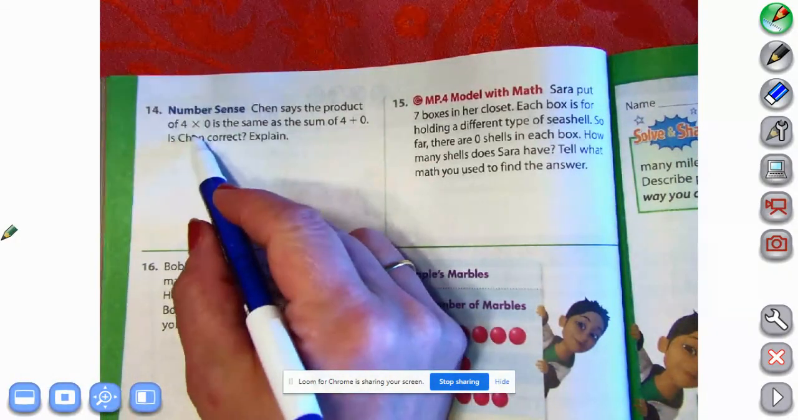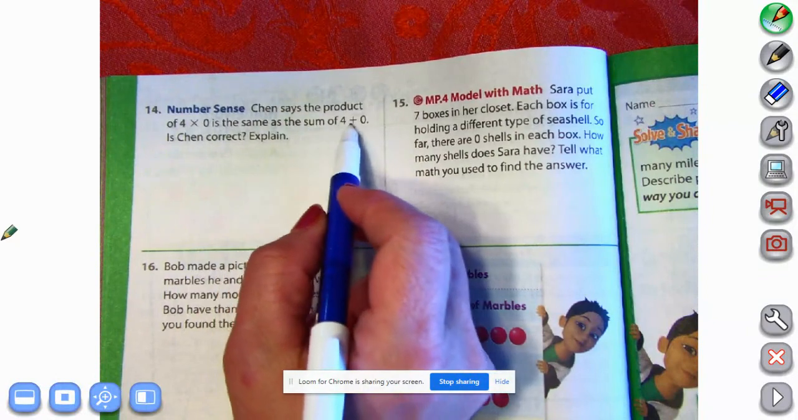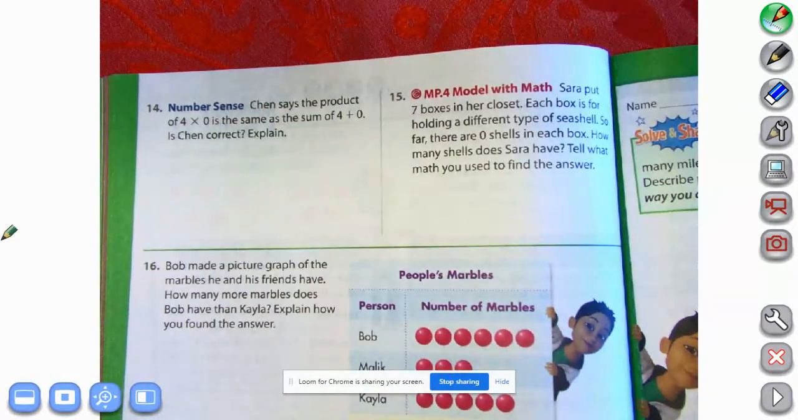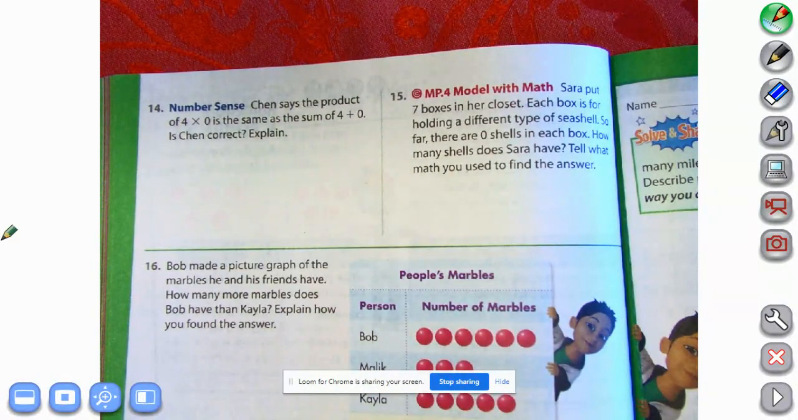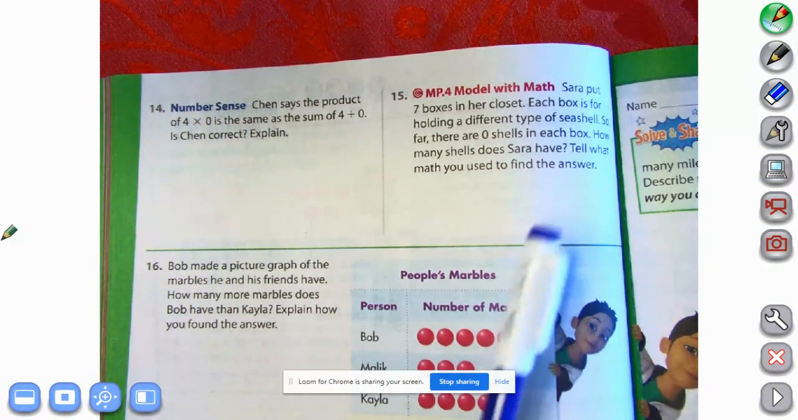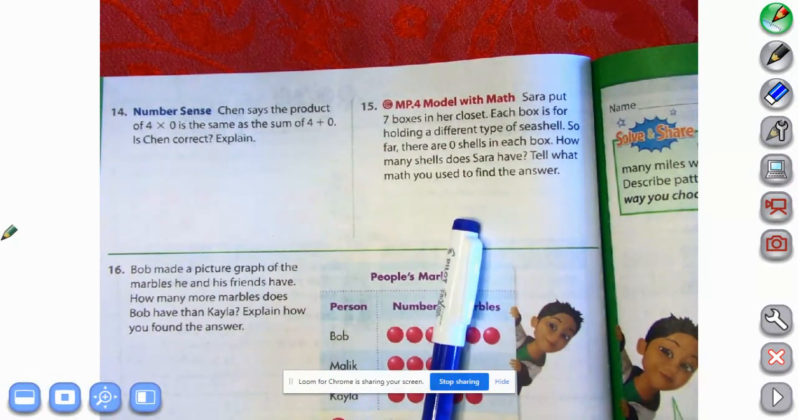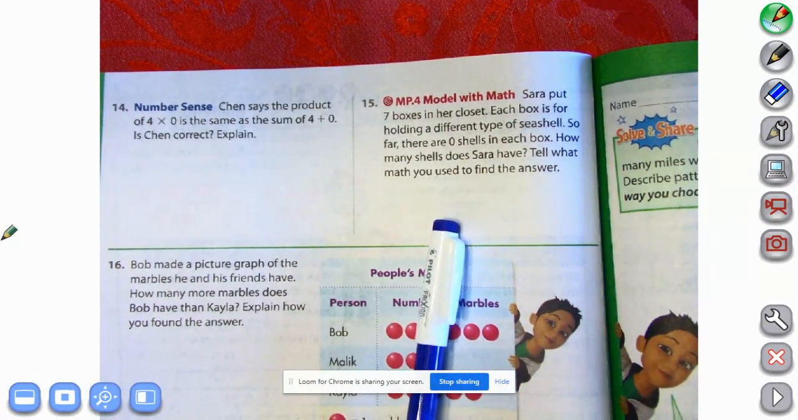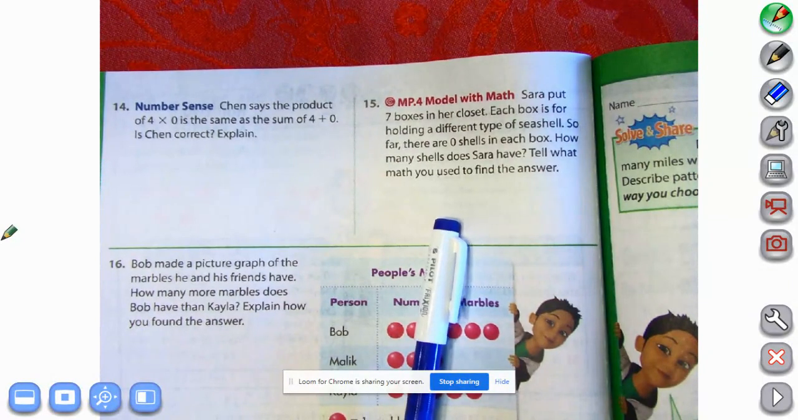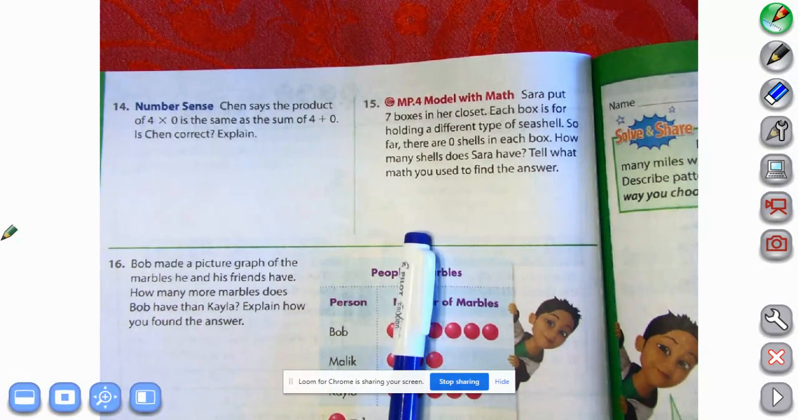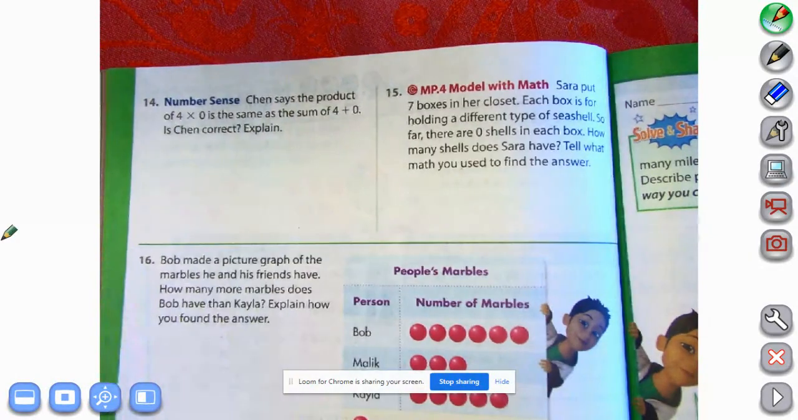Chen says that 4 groups of 0 is the same as 4 plus 0. Is she correct or not? And explain. Number 15 says Sarah put 7 boxes in her closet. Each box is for holding a different type of seashell. So far, there are 0 shells in each box. How many shells does Sarah have? Tell the math you use to find the answer.